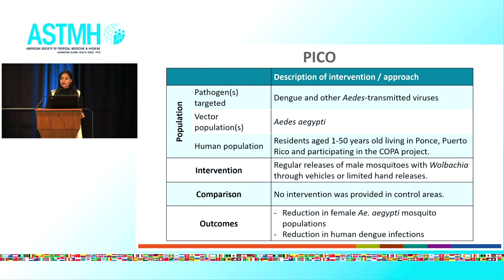For the methods, the pathogen and vector targeted are dengue and Aedes aegypti, and the human population is the COPA participants that I just described. The intervention is a release of male mosquitoes with Wolbachia. There is no intervention provided in the control areas, and we were looking to evaluate both the reduction of female mosquitoes and the reduction of human infections.